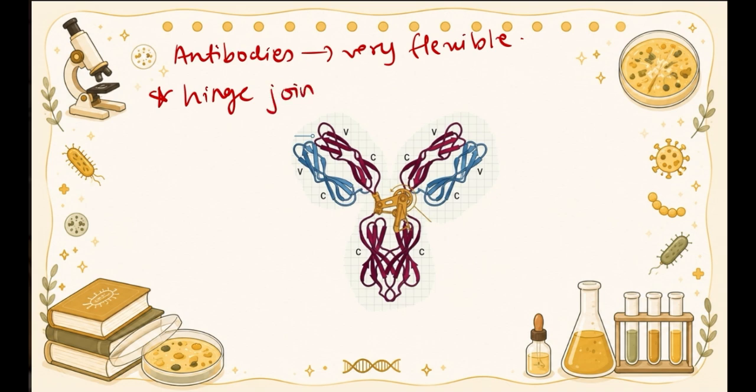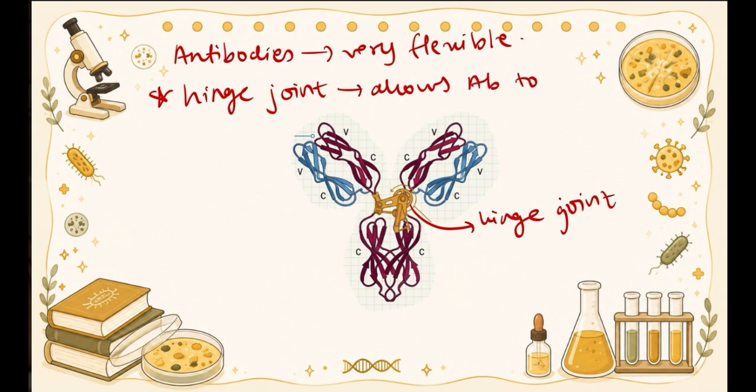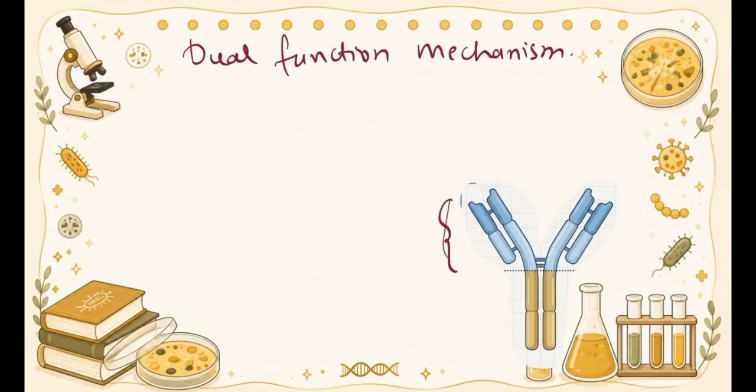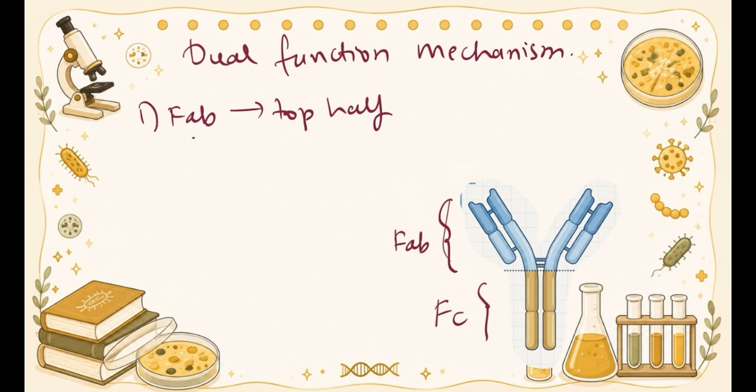A specialized proline-rich hinge joint located specifically in certain heavy chain classes mechanically allows the 2 arms of the antibody to reach, to pivot, and to securely bind to its target. So the crucial takeaway here is that this architecture creates a highly specialized dual-function mechanism.